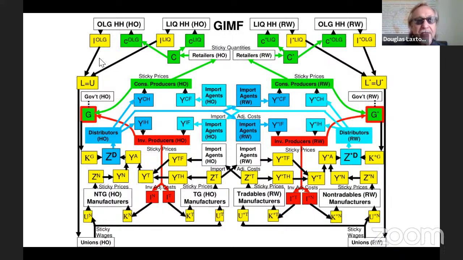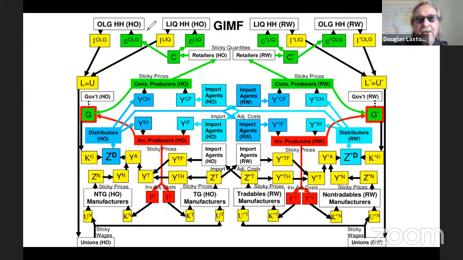At the top, you've got the households, HH, and households are going to be broken into two types. There's going to be overlapping generation households, these guys with finite planning horizons. And then there are going to be liquidity constrained or LIQ households. Both of those groups are going to supply labor. Now we're going to shoot all the way down to the bottom and see that labor is used by the union sector.